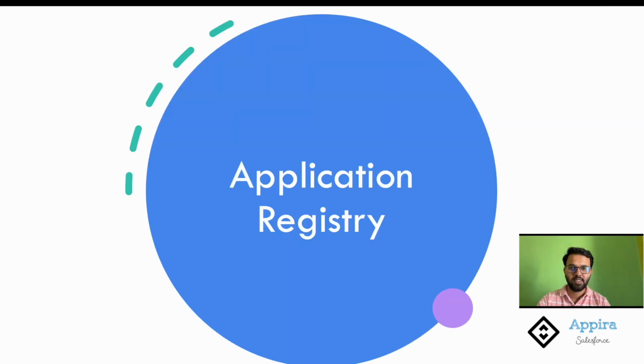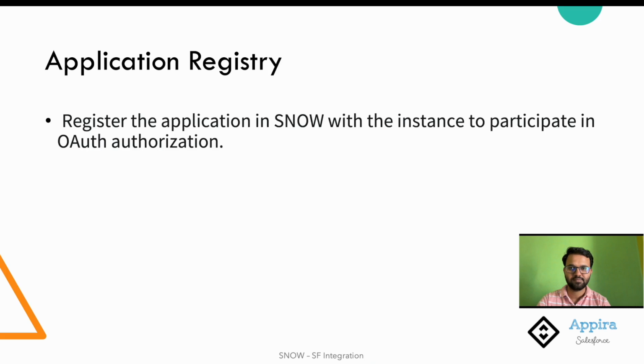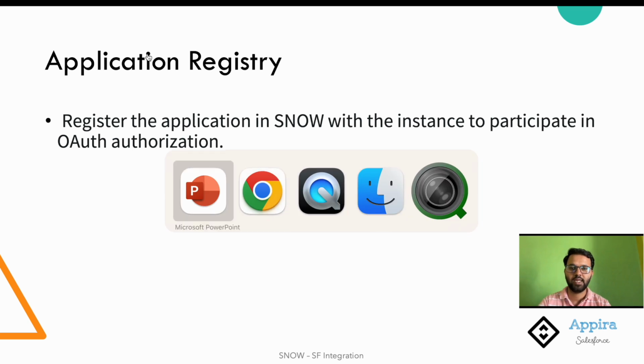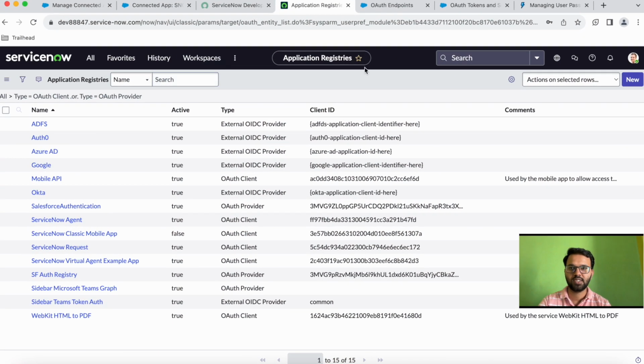Next we will see about application registry. Application registry is a kind of equivalent to connected app in ServiceNow. It registers the application in Snow to participate in the OAuth authorization, that means the integration. So we'll quickly go to the ServiceNow instance.